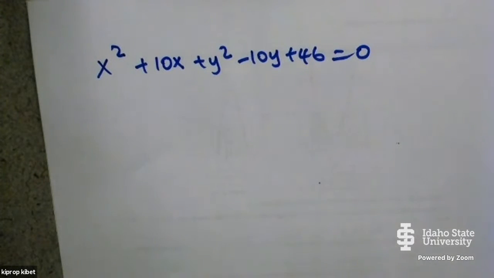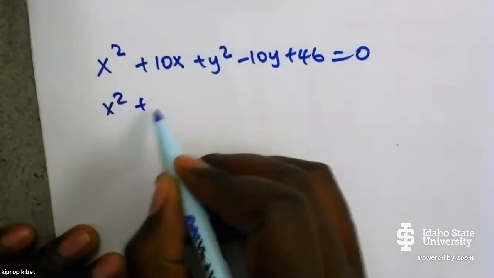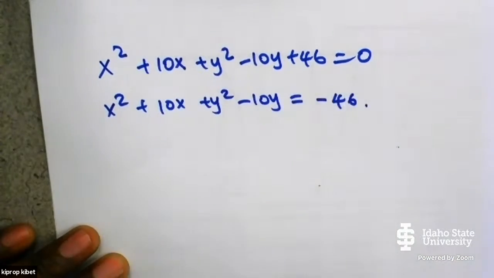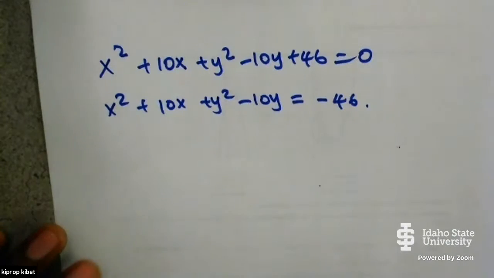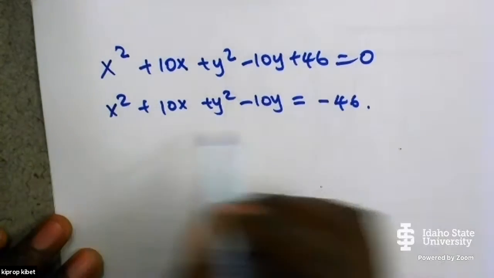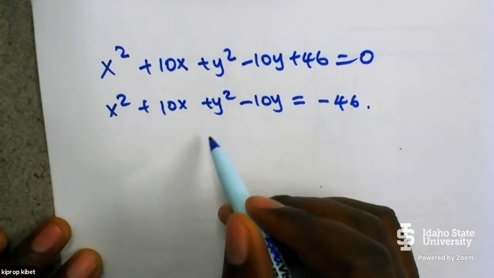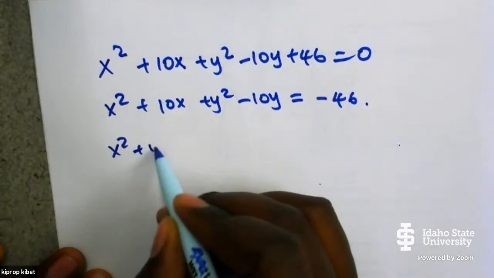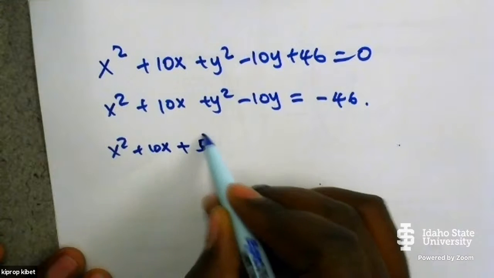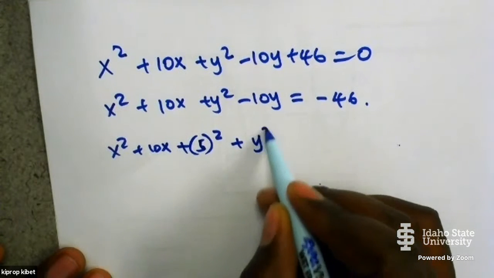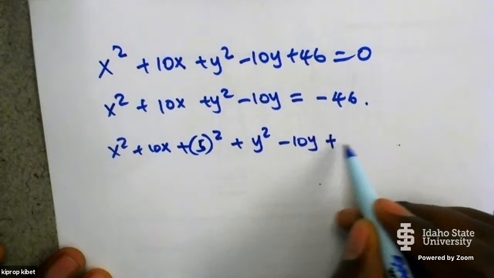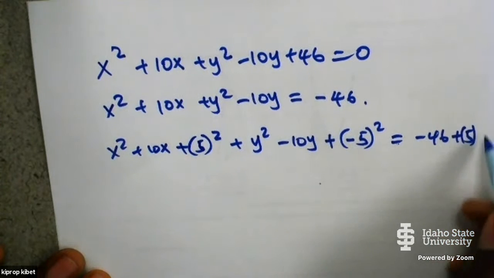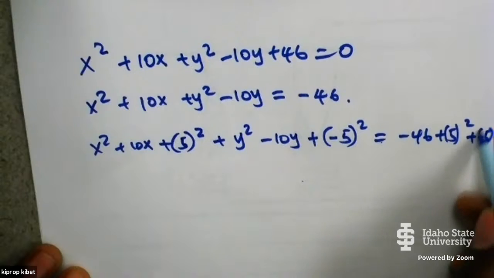So writing this one in standard form, we write x squared plus 10x plus y squared minus 10y equals minus 46. Okay, so complete the squares, check whether the coefficients of the squares are 1. So they are 1. So x squared plus 10x plus 5 squared, plus y squared minus 10y plus minus 5 squared equals minus 46 plus 5 squared plus minus 5 squared.